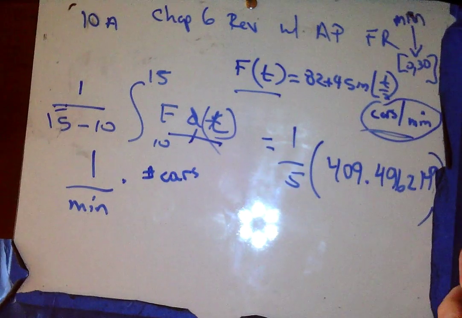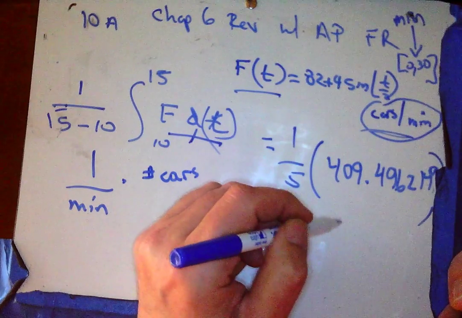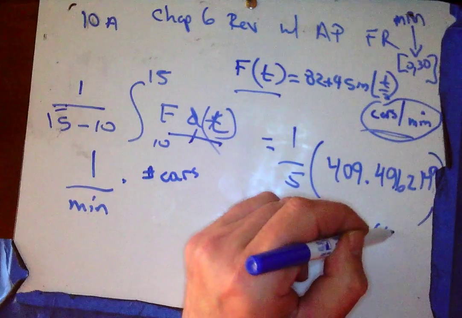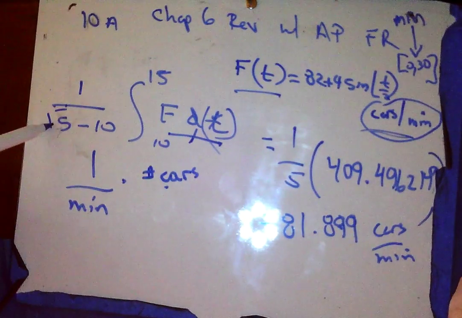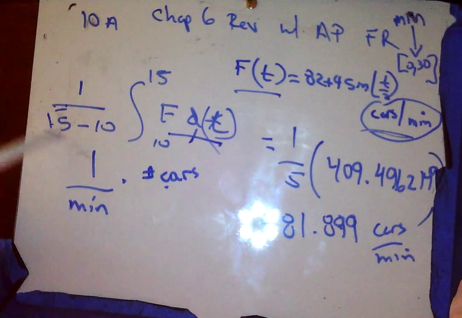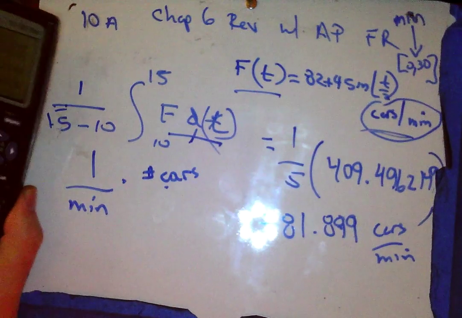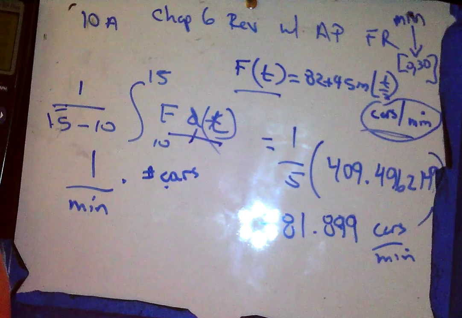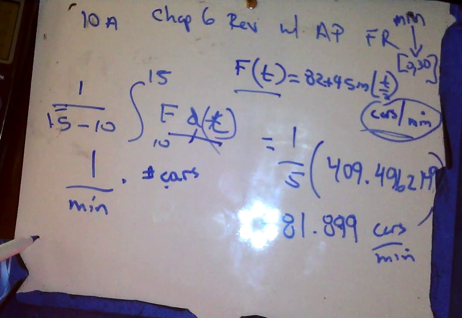You could stop here, of course, or if you divide by 5, you should get 81.899. And these are cars per minute, right? Because the integral gives us cars, and we're dividing by these minutes here, or multiplying by 1/minutes. So cars per minute, no justification, just indicate units of measure. And part D says, what's the average rate of change in flow?